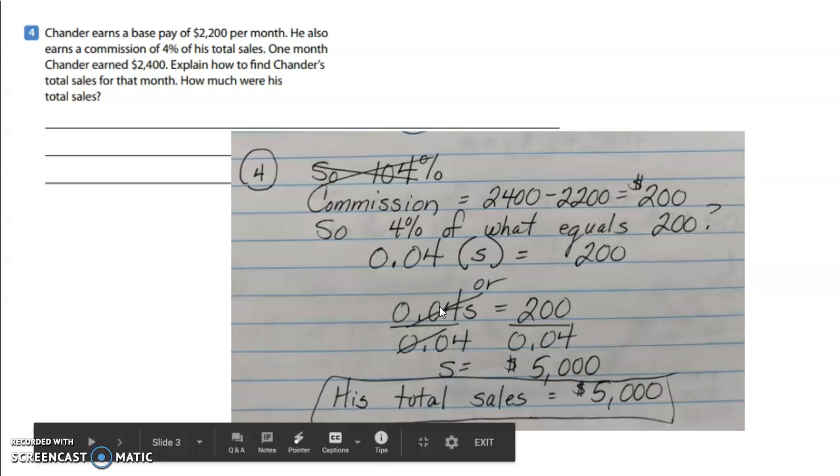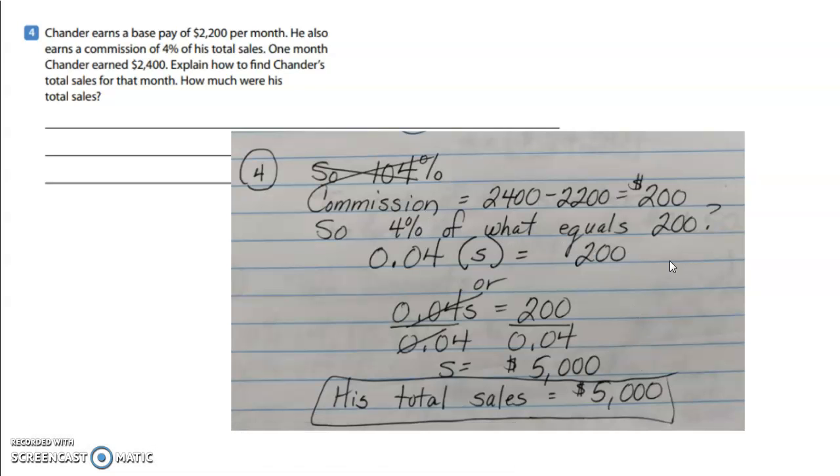Because anything divided by itself gives 1, and 1 times S is just S. So then I figured out that it's 5,000. So what I know is 4% of 5,000 equals 200.